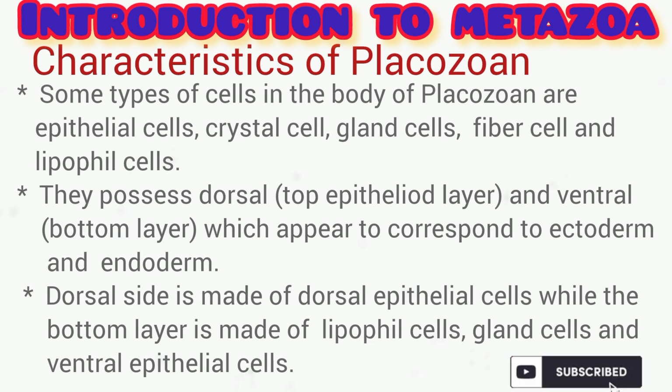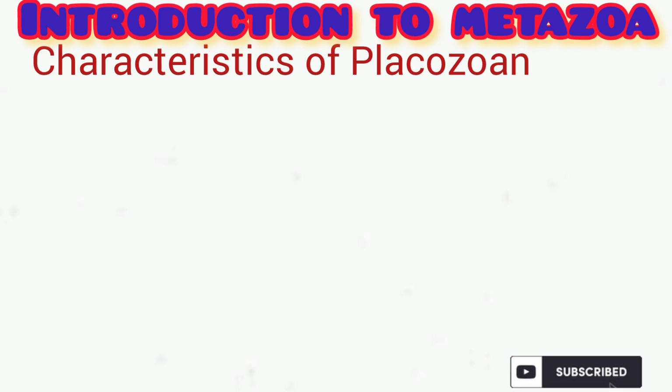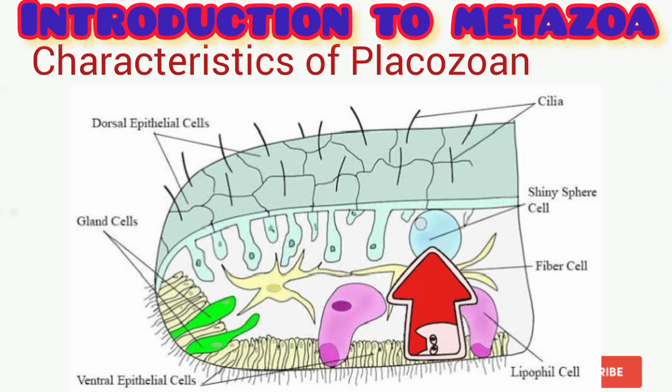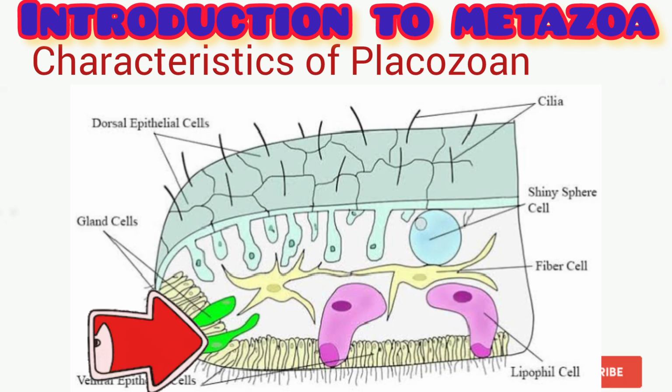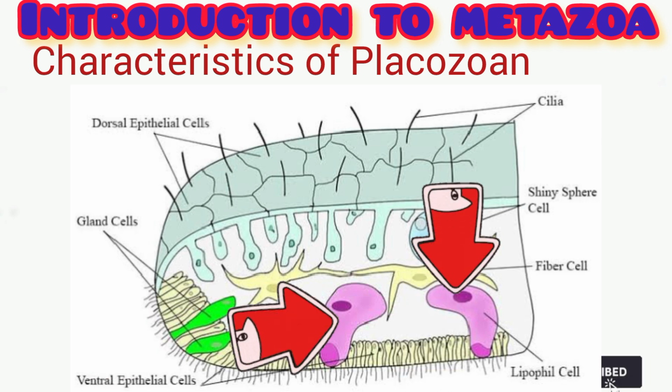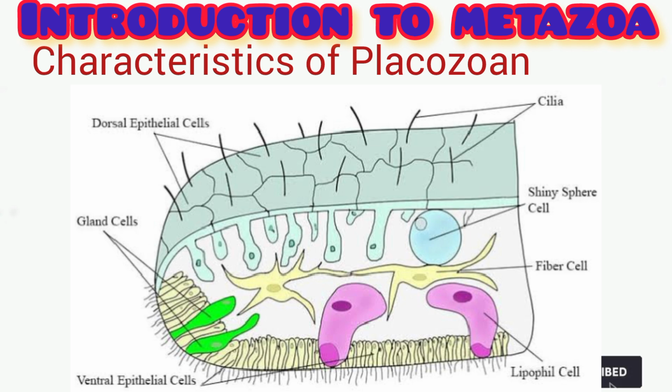Some types of cells in the body of the Placozoans include the epithelial cells, as you can see from the diagram, the crystal cells, what is sometimes called the shiny sphere cells, the gland cells, the fiber cells, and lipophil cells, what is sometimes called the cylinder cells, because of their cylinder shape, as you can see from the diagram.